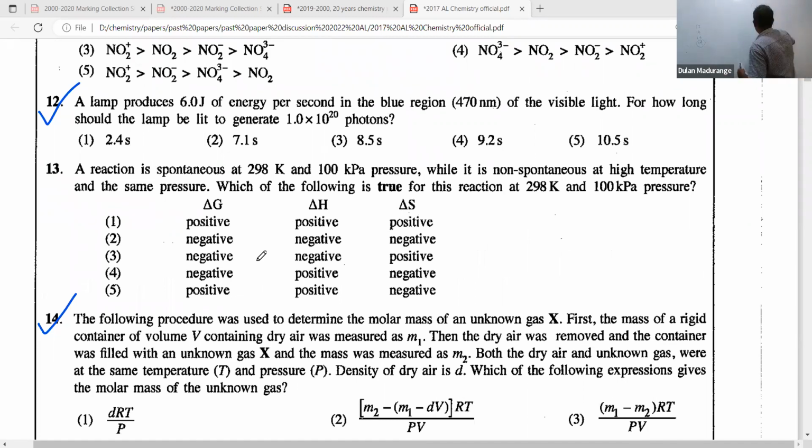So in question number 19, okay, after getting the answer in question number 19, we are going to discuss question number 12 and 14. Right, okay?